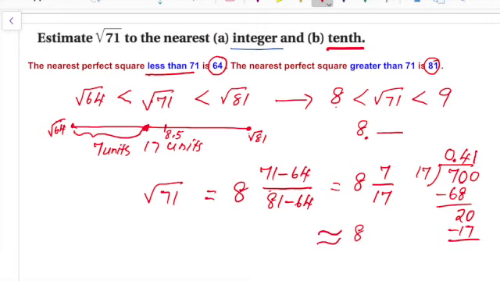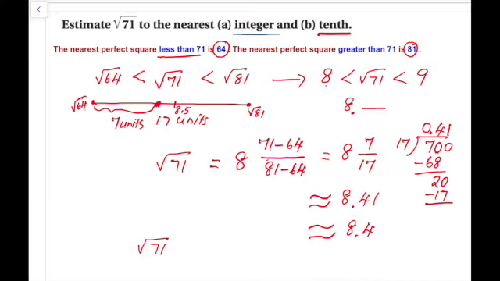So 8.41, or 8 and 41 hundredths. But I want only the tenths place. So let's look at the hundredths place, that is less than 5. So my answer is going to be 8.4. So the square root of 71 is approximately equal to 8 and 4 tenths.